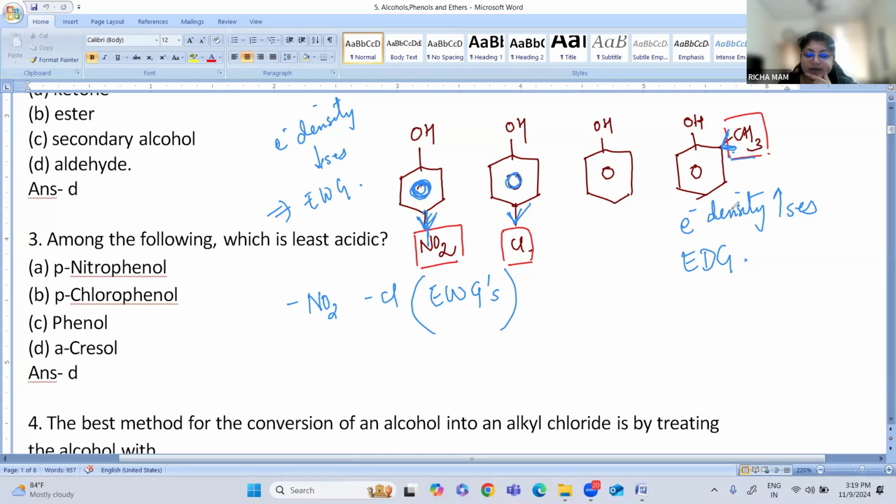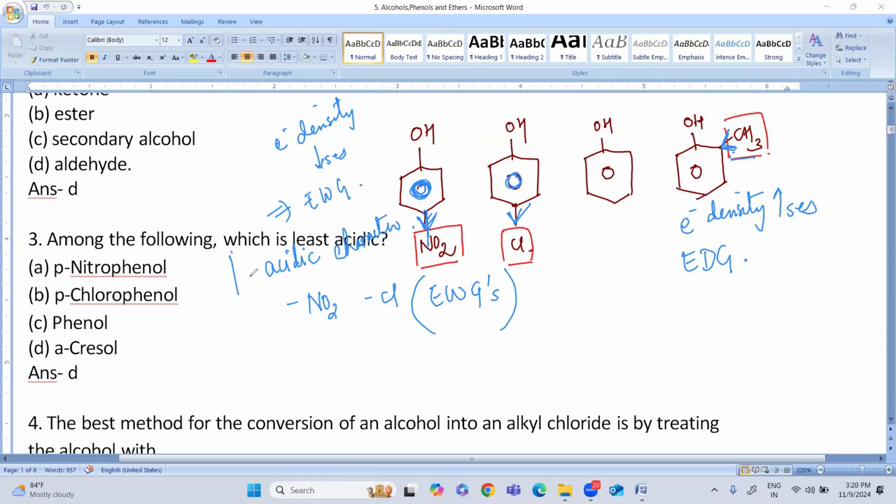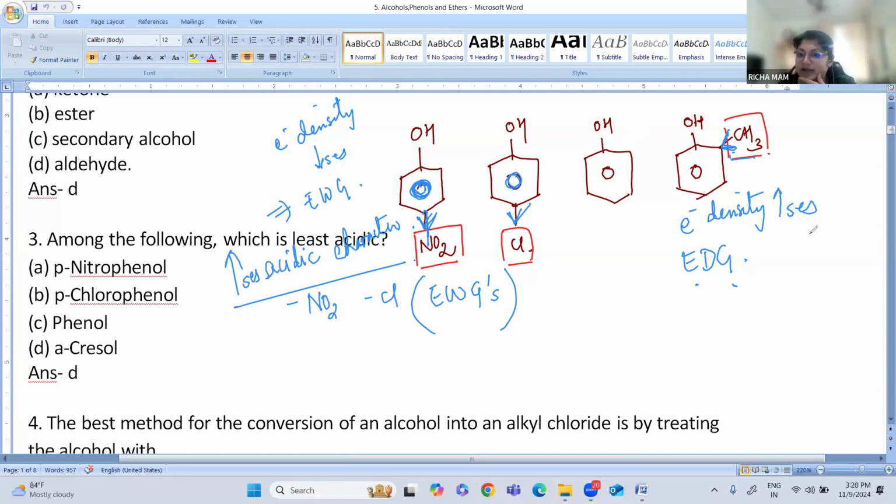Now, when you have the electron withdrawing group, as they are decreasing the electron density, what will happen to the acidic character? It will increase. Remember this: acidic character increases. When you have an electron donating group, the electron density will increase and the acidic character will decrease. Remember this.